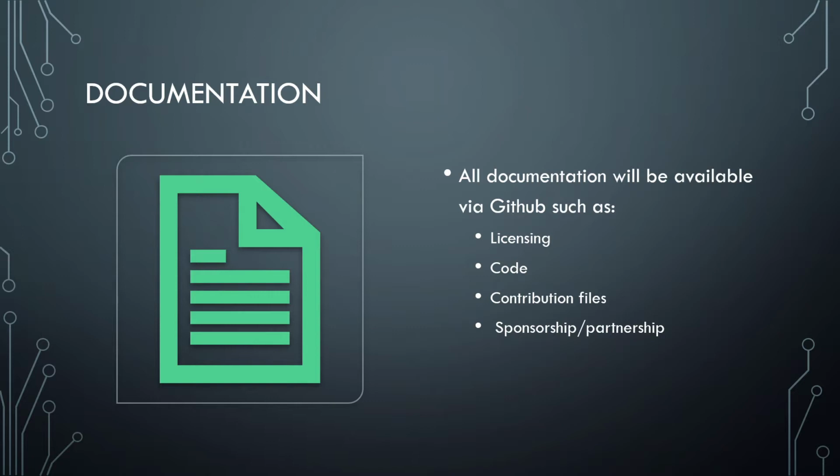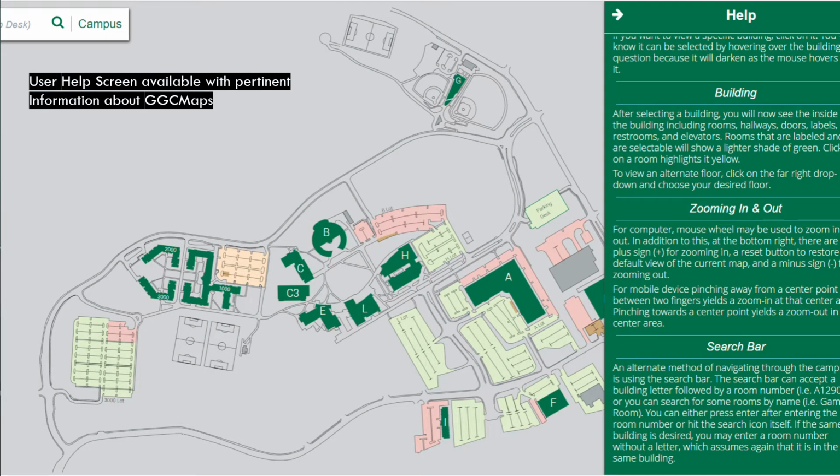Different documentation that already exists and is available would be on GitHub: licensing, code, contribution files, and sponsorship/partnership files. For users, we have the help screen available with any pertinent information about GDC Maps, building, zooming in and out, search bar, and with descriptions of such, and there's more helpful hints as well.